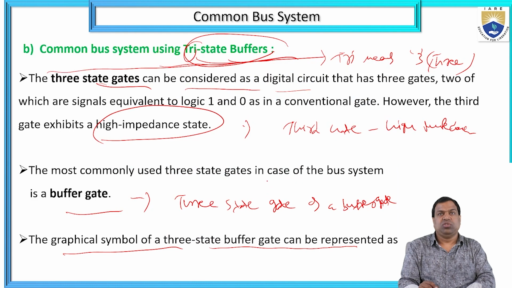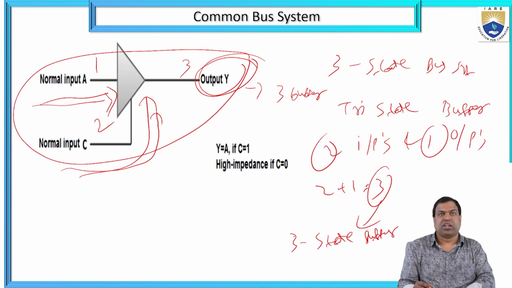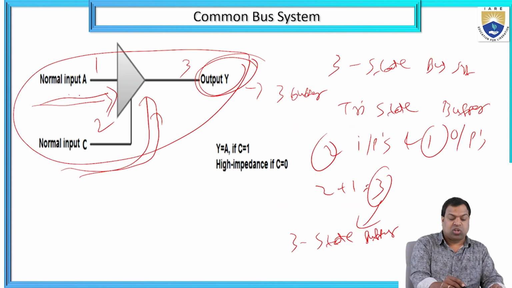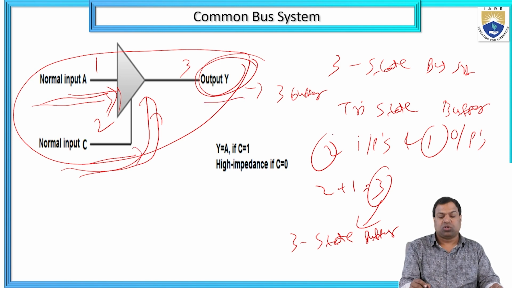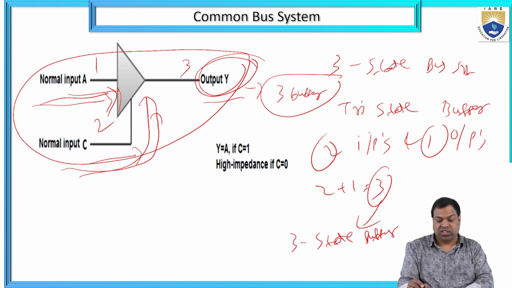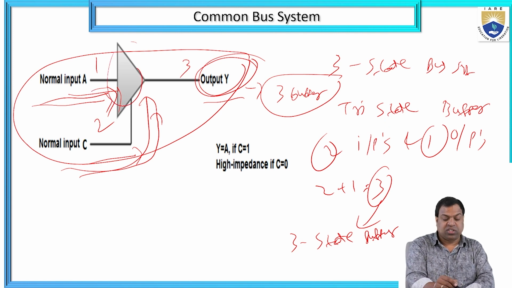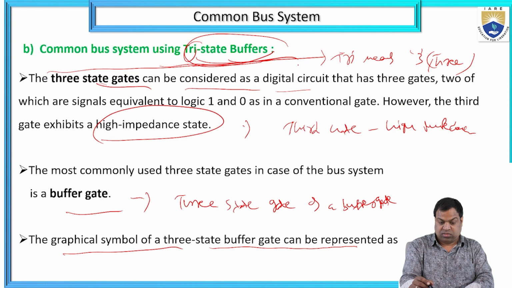Here the common bus system uses tri-state. Tri-state means 3-state buffer. Okay, 3 states are there. When I'm using a three-state buffer, that is also called a buffer gate. And the graphical symbol of a three-state buffer we can represent like this: normal input, output. Two inputs, one output. One logic gate with three lines. So three-state buffer means three lines.